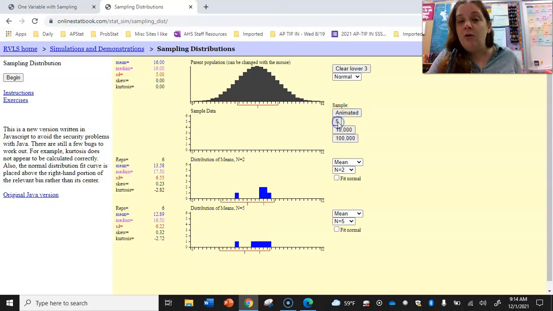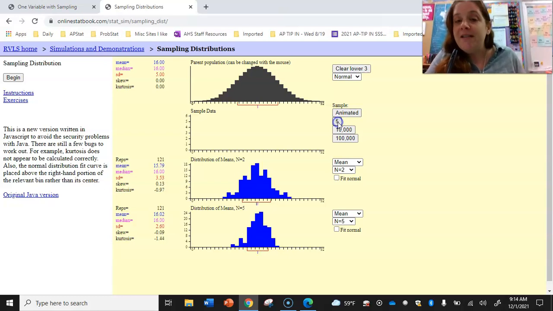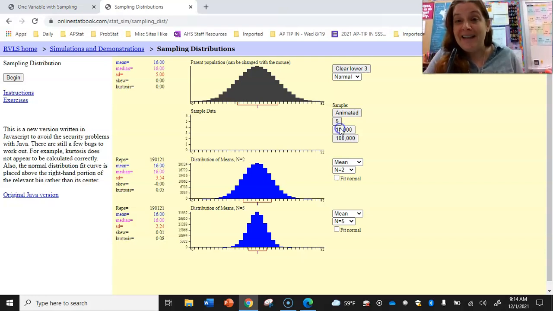If I was to do this over and over and over again, what you'll start to see, here I'll even do 10,000, is that both of these, I keep taking these repeated samples and finding their means, samples of size 2 and samples of size 5. The mean of the sampling distribution is the same as the mean of the population, but the standard deviation is smaller.